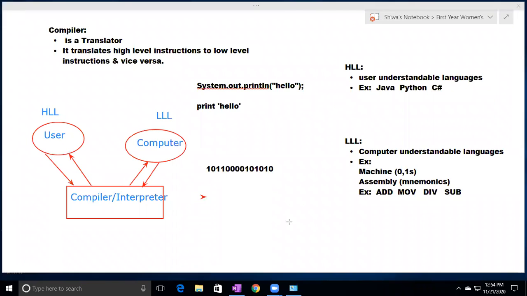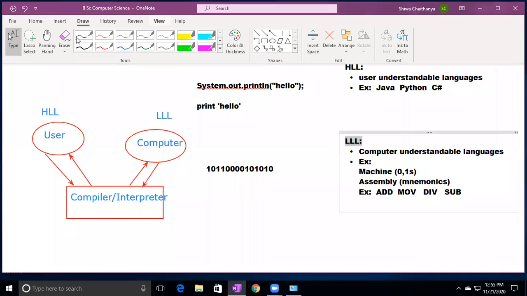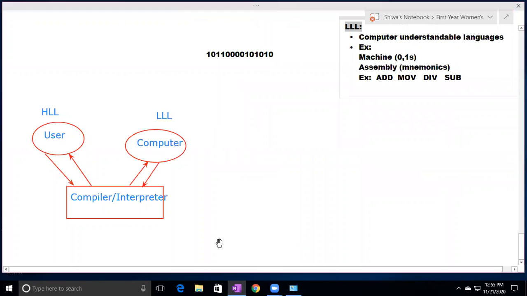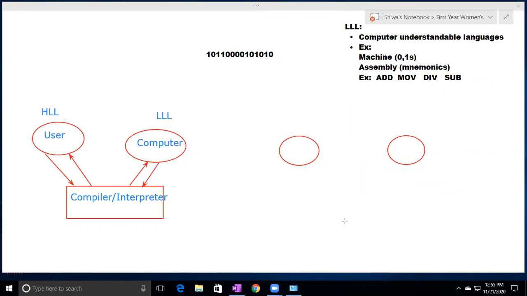To understand this, I'm giving you one simple example. Listen. For example, here two persons are there: person 1 and person 2. Person 1 knows only one language, Telugu. Person 2 knows only one language, Tamil. They don't know other languages.